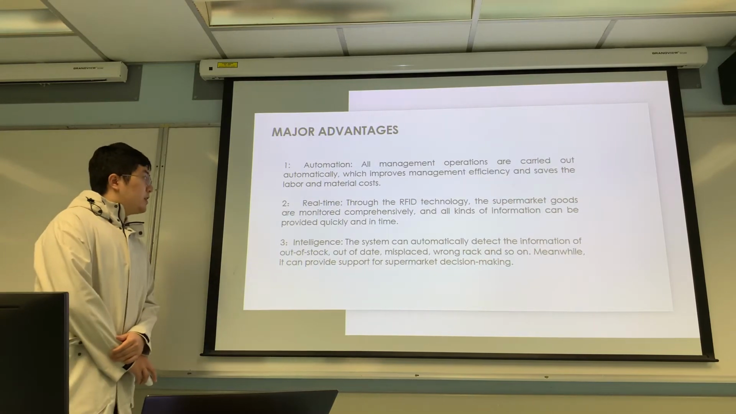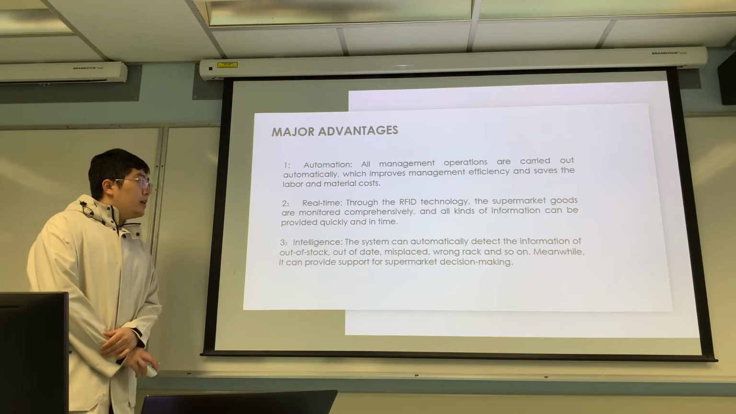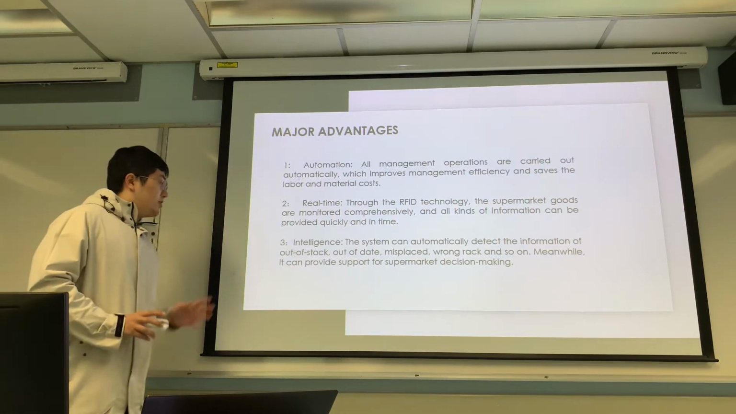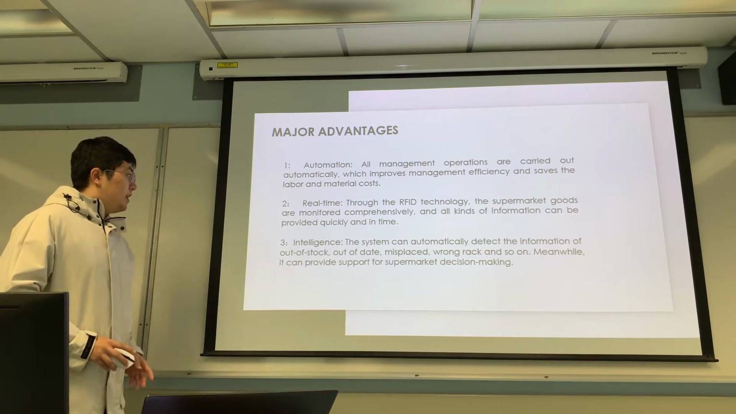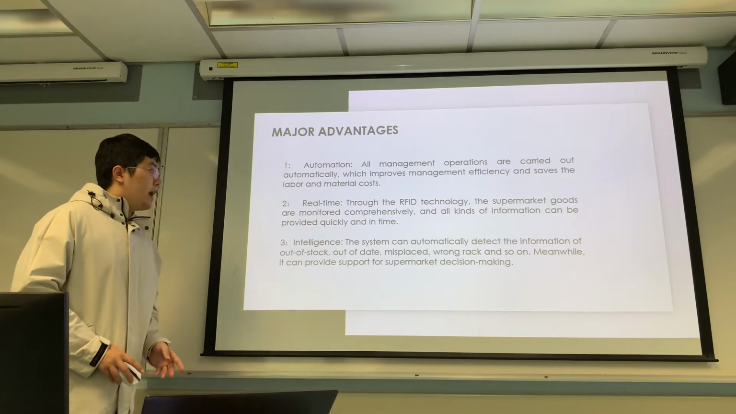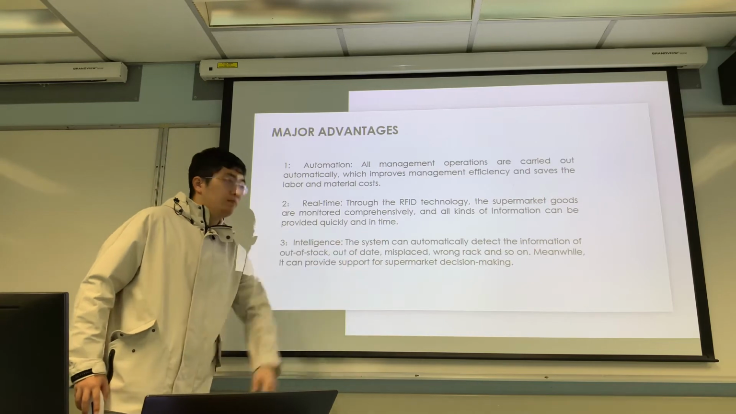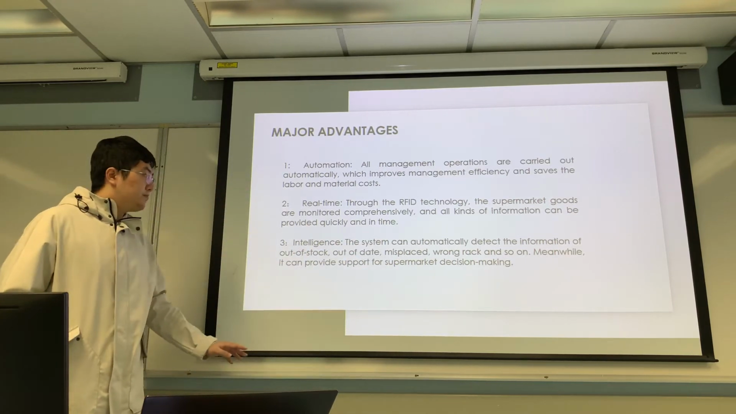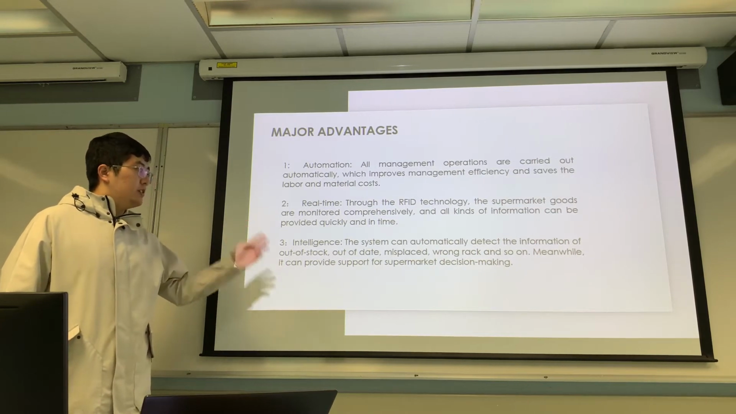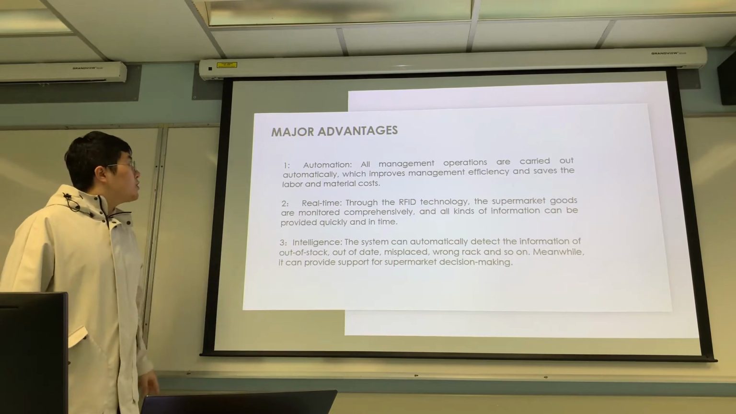It's very efficient. Through RFID technology, the supermarket goods are monitored comprehensively, and all kinds of information can be provided quickly each time. And the third one is, of course, intelligence. It will improve the management level. The system can automatically detect out of stock, out of date, misplaced, wrong rack, and so on. These issues can all be detected. Meanwhile, it can provide support for the supermarket's decision making. So these are our major advantages.